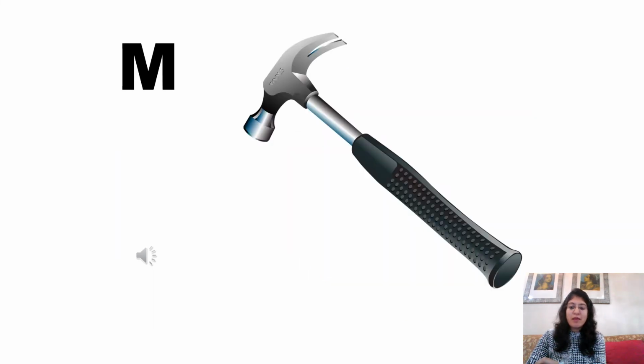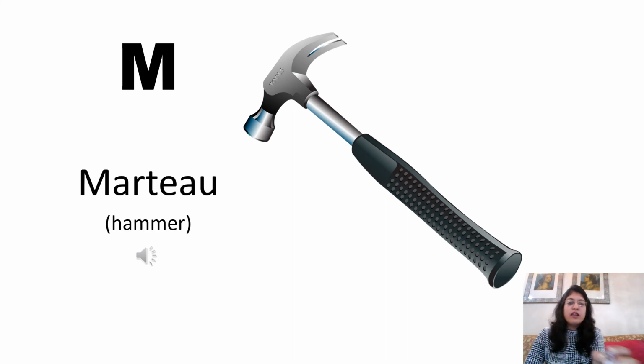M is called M in French also. M stands for marteau, which means hammer. Now look. A you already know it's pronounced as A in French. EAU is pronounced as O. So it becomes marteau. Now listen to the pronunciation of the native French speaker to pronounce accurately. Marteau. Again, marteau.